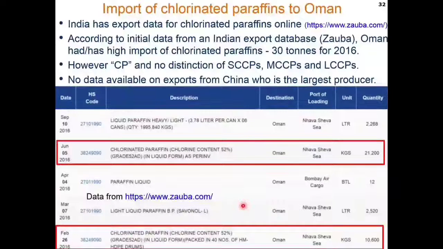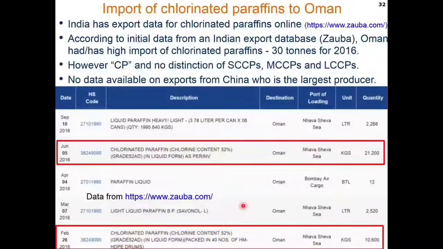I have already done a first assessment for imports to Oman, because India has a kind of database where some data of exports to the different countries are included. I looked here for Oman, and in the SOBA database for the year 2016, I found that about 30 tons of chlorinated paraffins have been exported from India to Oman. So this gives you a rough idea of the dimension of chlorinated paraffins coming into Oman. But here there is no distinction between short chain, medium chain and long chain. And please be aware that China is a larger producer compared to India, but from China there is no data.